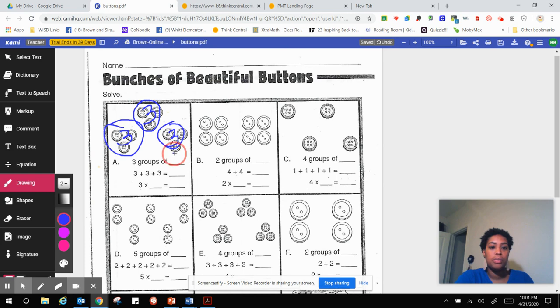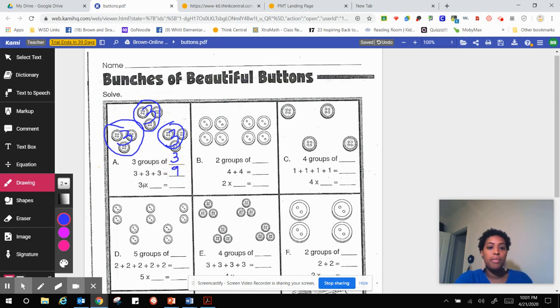So we have three groups of. Now I would write three here. So then we add it together. It's our repeated addition because each group has an equal number of three. So 3 plus 3 plus 3. 3 plus 3 is 6, plus 3 more equals 9.